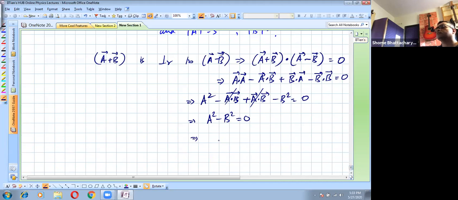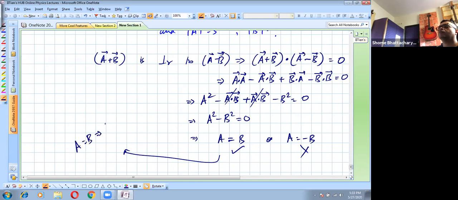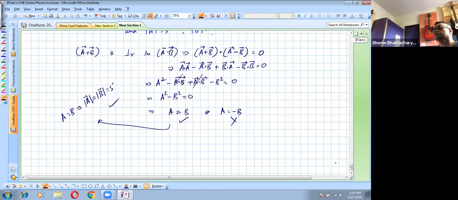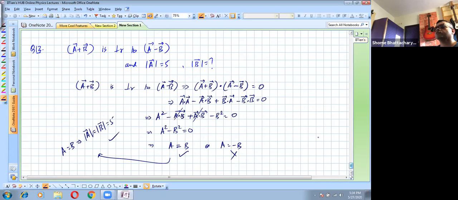That means A is equal to B or A is equal to minus B. Now this can't happen here because A is a magnitude. So only this solution is possible. So that means magnitude of the vector A is equal to the magnitude of the vector B, which is equal to 5. Okay, so this is the application of the dot product. It is actually giving you an important concept that whenever the sum and difference of two vectors are perpendicular to each other, it means by definition the two vectors involved must be equal in magnitude.